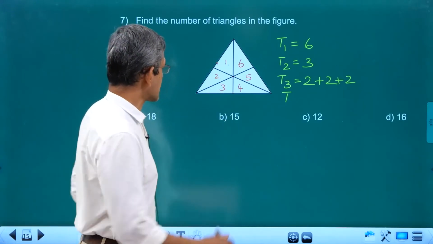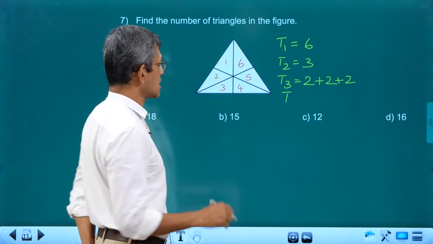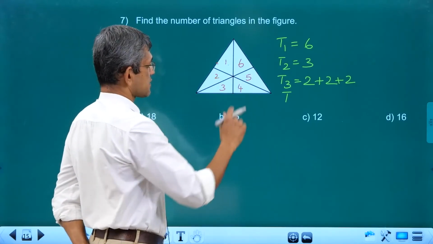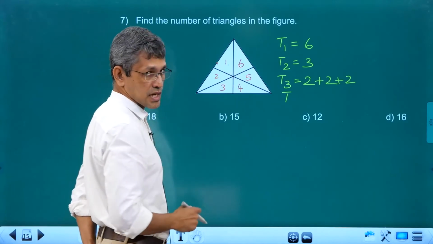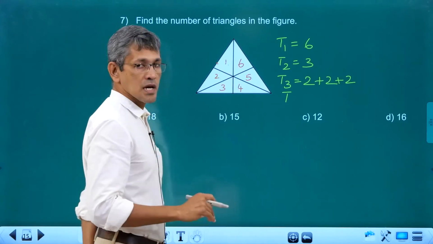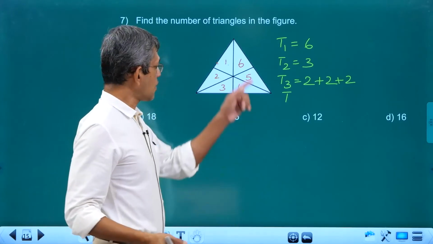Now 4 pieces together. So 1, 2, 3, 4, that 4 pieces together, it's not a triangle. How about 2, 3, 4, 5 together? Not a triangle. 3, 4, 5, 6, no, it's not a triangle. So 4 pieces together doesn't work. How about 5 pieces together? Doesn't work. Now 6 pieces.